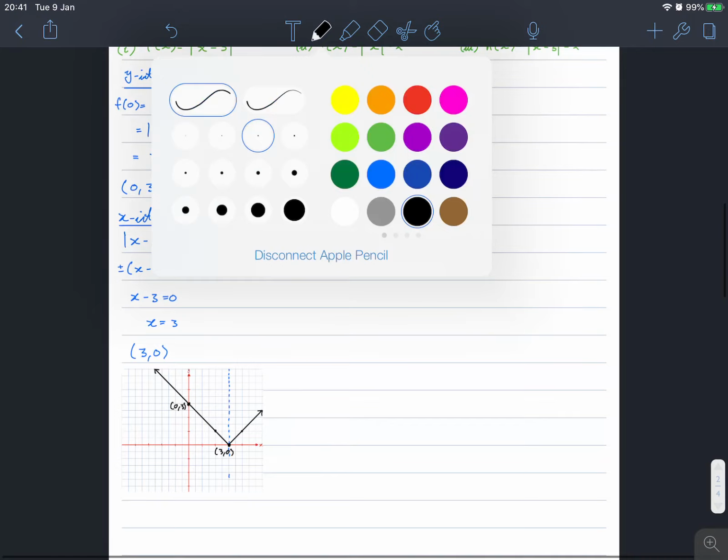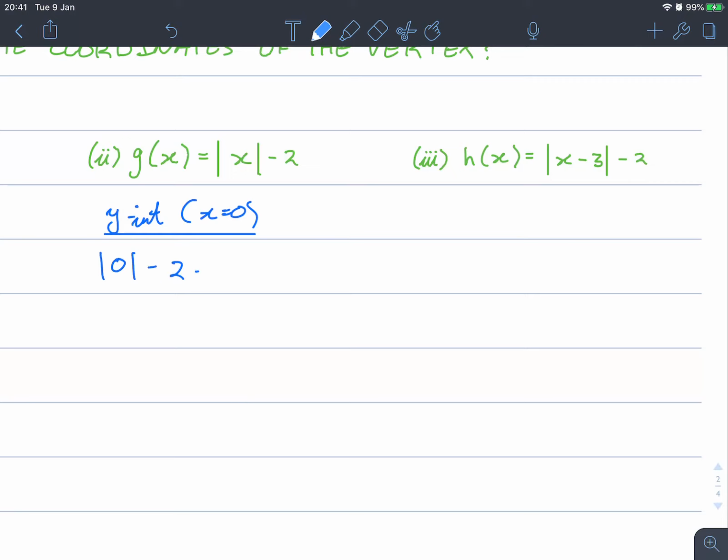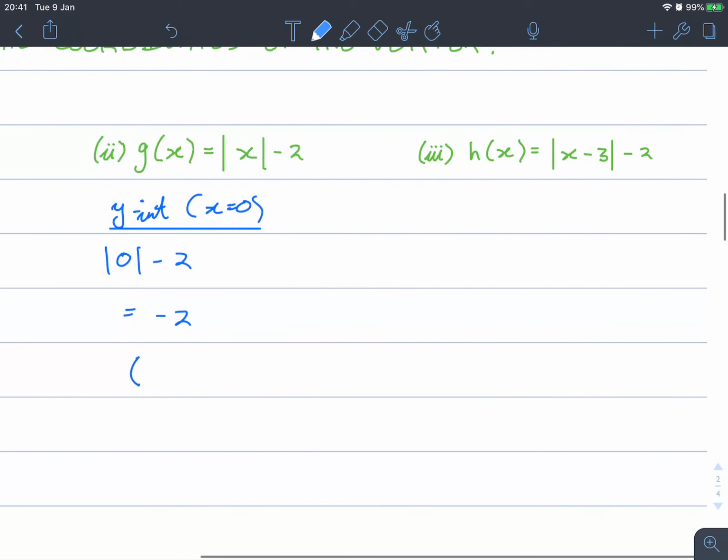Let's do this one more time. Let's take a look at absolute value of x, and then we minus 2. So let's find the y-intercept first. We know that x is equal to 0. This will give us 0 minus 2, that's just negative 2. Our y-intercept is at (0, -2).